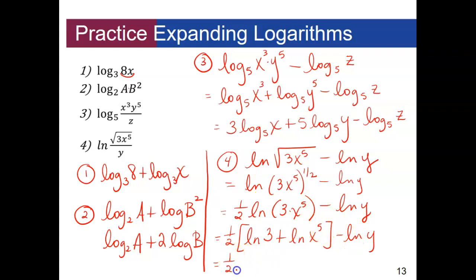So I'm going to have 1/2 ln of 3 plus 5 ln of x minus ln of y. You could distribute this 1/2 to the fronts of each of these and have 1/2 ln of 3 plus 5/2 ln of x. It's up to you, however you want to do that. This is acceptable as far as an expanded form.